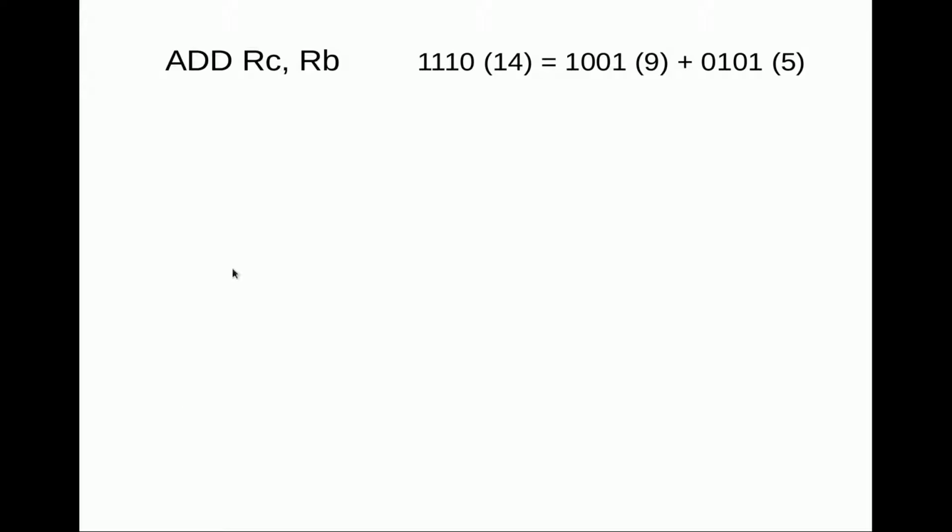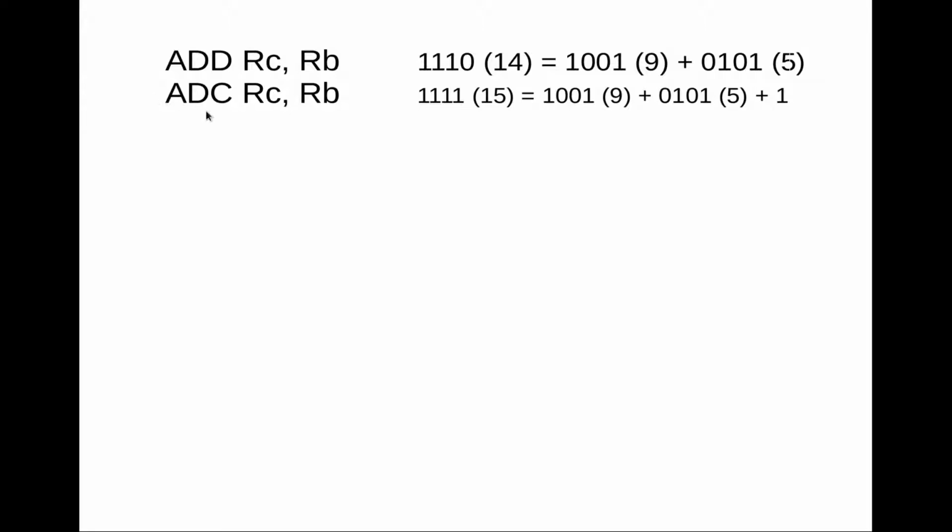Now, we'd like our ALU to execute instructions like this one. We'd like it to take the values in 2 registers, B and C, and add them together and write the result into the C register. So, for example, if we had a value of 5 in the B register and a value of 9 in the C register, we'd like it to calculate the sum, which would be 14, and write that 14 into the C register.